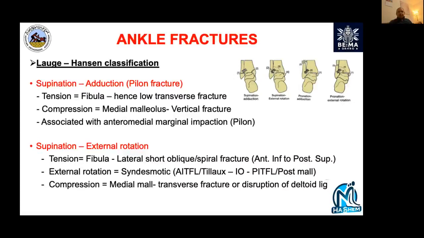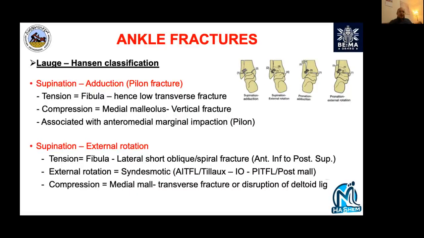Again, we will not remember any word. Supination, we know that from supination, this means tension is on the lateral side, compression is on the medial side. So the first thing to fail will be the fibula, and it will fail either in an avulsion, which is a low transverse fracture, or rupture of the lateral ligaments.